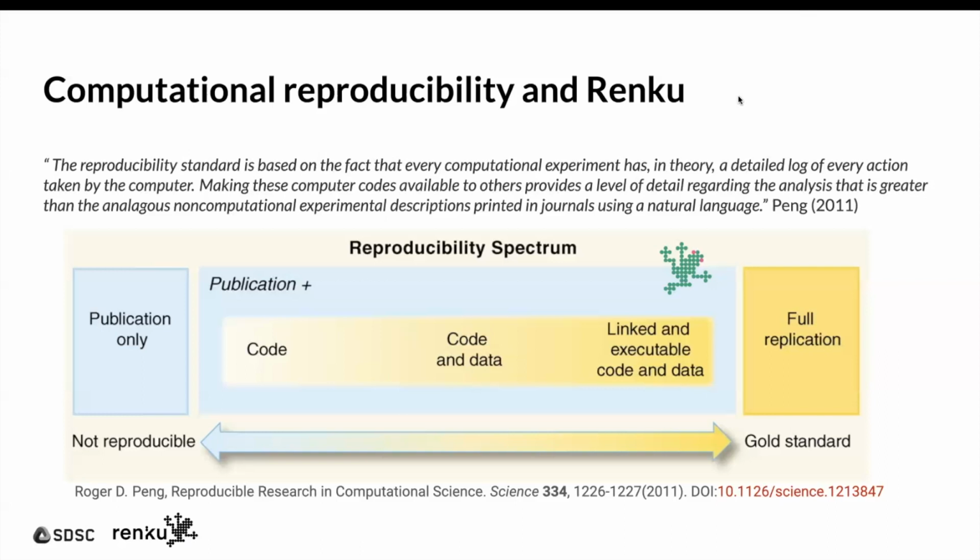And basically what it means is that the natural language description that we usually provide in the articles or in the publications is not usually enough to give details to make research reproducible when we are talking about computational research. So publication only is not reproducible. And it goes from this spectrum where it is not reproducible to fully reproducible, the golden standard, where you have the linked and executable code and data. And this is basically where Renku aims to be, and as I was saying before, under the same platform, code, data, and environment.